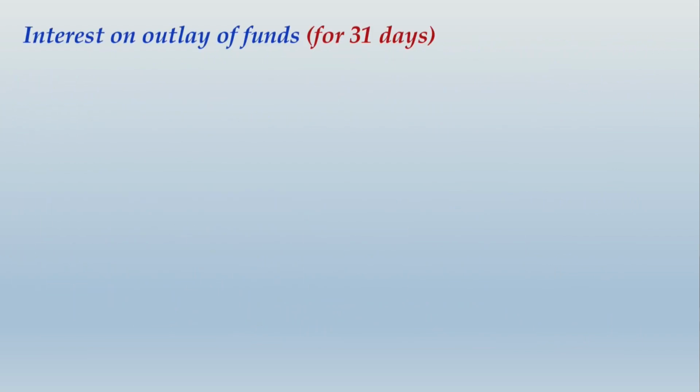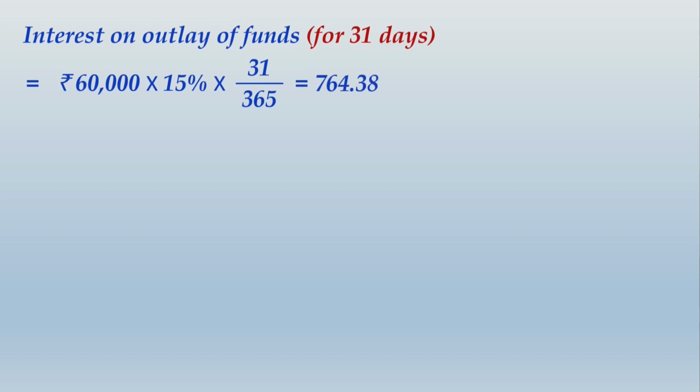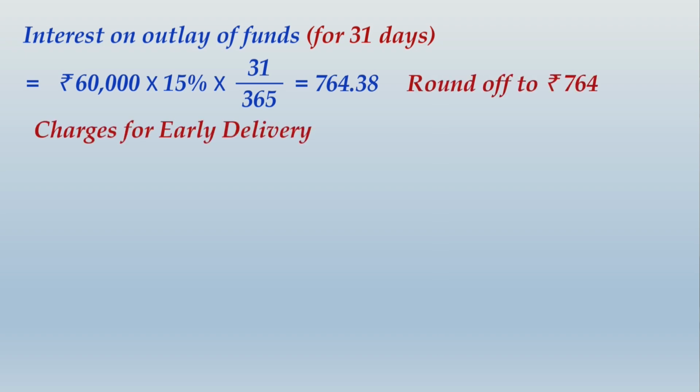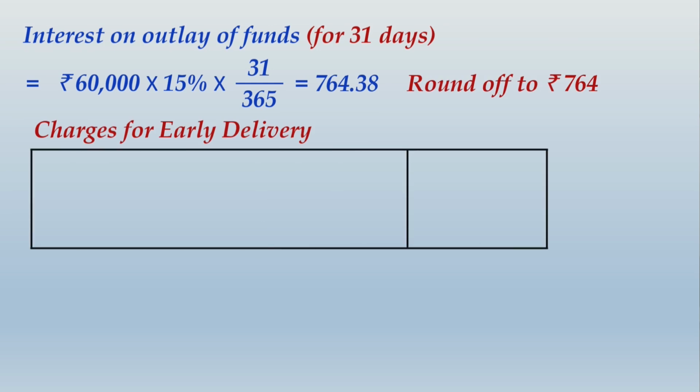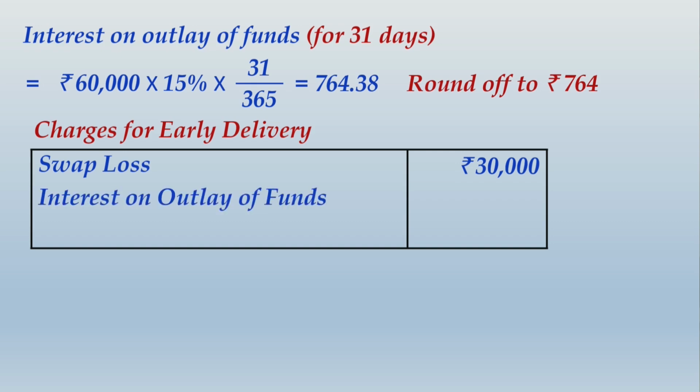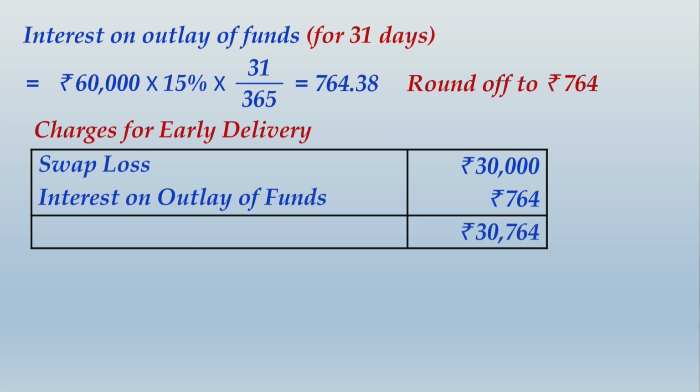Let us move ahead and compute the interest on the outlay of funds for 31 days, that is from 28th February 2019 to 31st March 2019, the entire month of March, 31 days. 60,000 into 15% into 31 by 365 gives you 764.38, which can be rounded off to rupees 764. So what will be the charges for early delivery? The swap loss that the bank will recover from Global Limited will be rupees 30,000, and interest on outlay of funds will be 764. So the total amount that the bank will recover from Global Limited will be rupees 30,764.